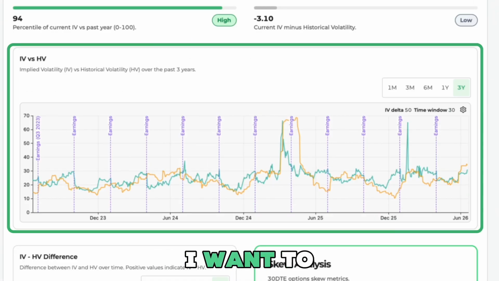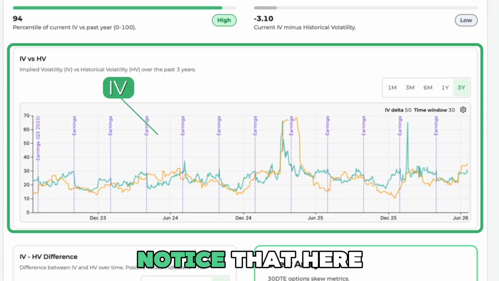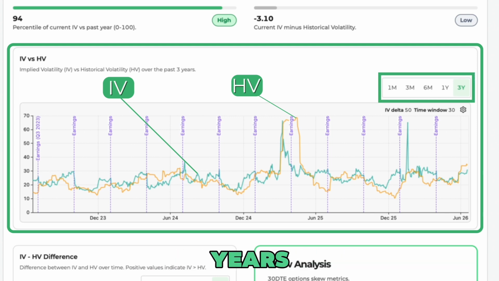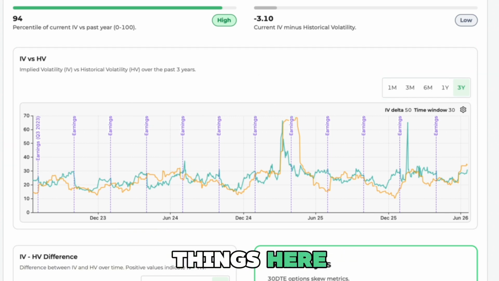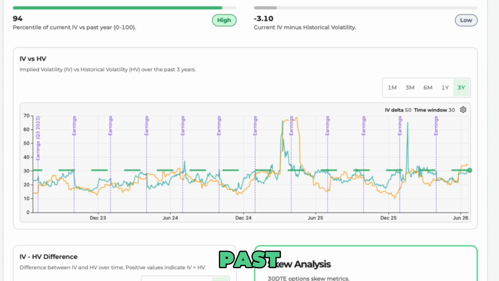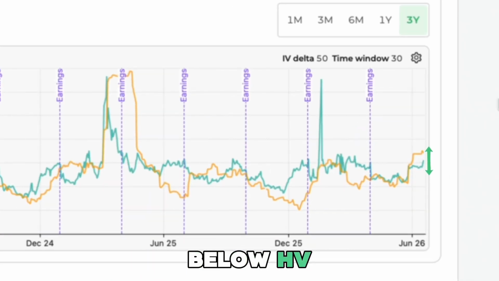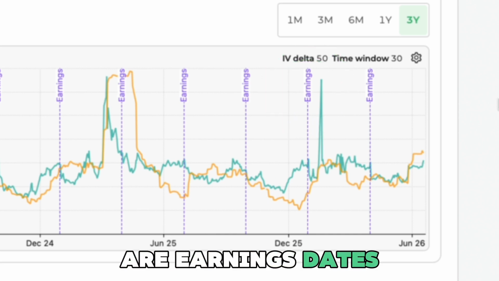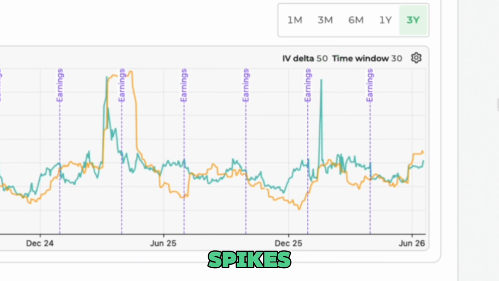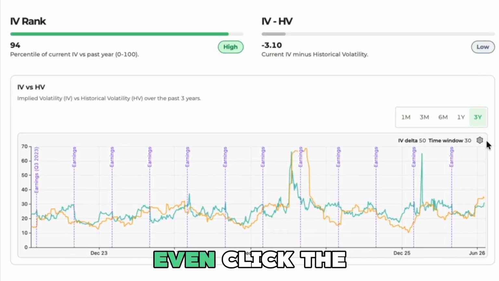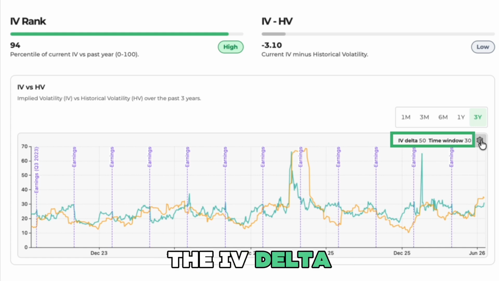Now, the main thing I want to show you is the first chart. Notice that here you can go beyond the 1-year time frame by extending your analysis to 3 years. I read 3 things here: where IV sits versus its own past, the short-term trend, and whether it's running above or below HV. Those dashed lines are earnings dates, so you can watch the IV spikes line up with the events driving them. And you can retune the whole thing with a time frame up top. Or you can even click the gear to change the IV delta and the time window.